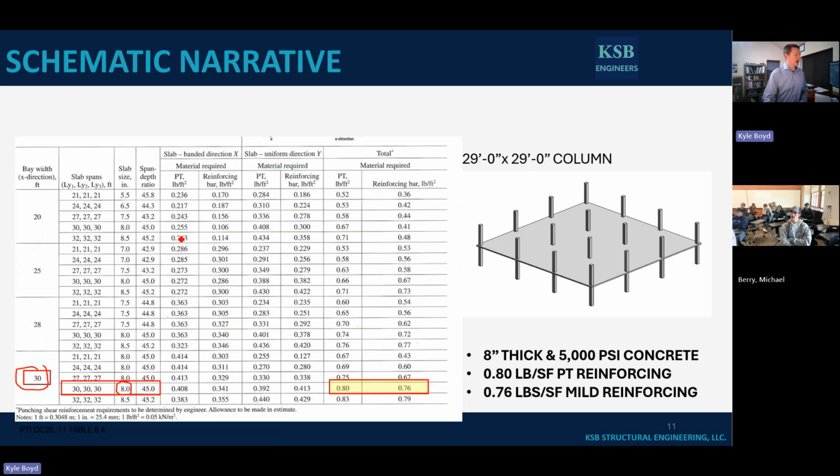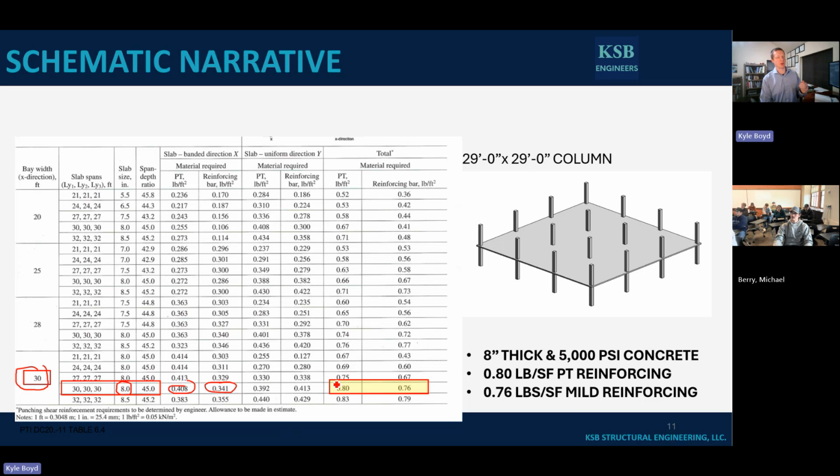And then it tells me how many pounds per square foot of reinforcement I'm going to have in the X direction right there, in both post-tensioning and in reinforcing your mild bar. And when I say mild bar, I mean rebar, right? And then it sums it up at the very end, and that's what you see in yellow. And it says, hey, it's going to be 0.8 pounds per square foot of PT and 0.76 pounds per square foot of mild reinforcing. So you can go in and provide that to them.